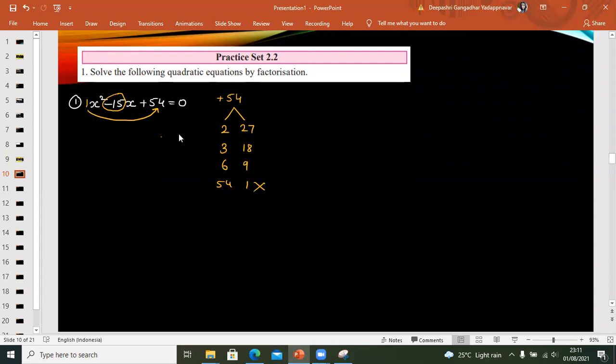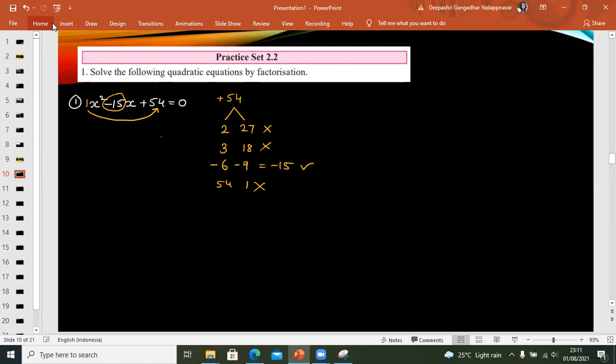6 plus 9 gives you 15. Right? So if you put positive 6, positive 9, you will get positive 15. But we don't want positive 15, we want negative 15. So what we will do? We will put a negative sign so that we get negative 15. 18 plus 3 will not give you the answer, neither will 27 and 2. So our correct option is negative 6, negative 9.